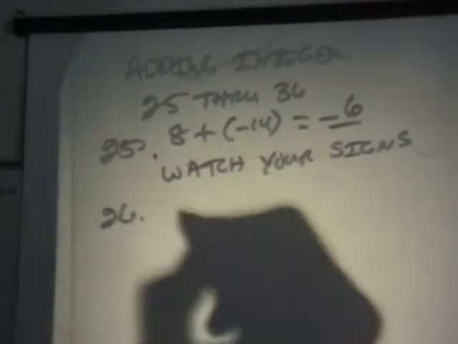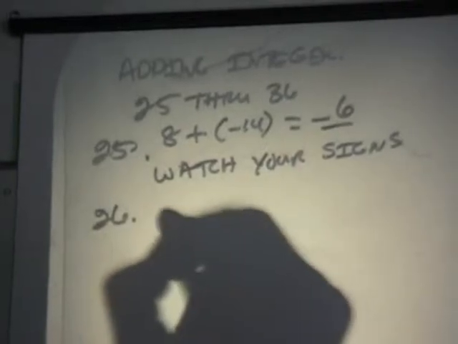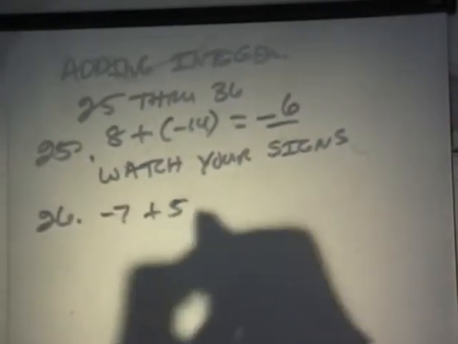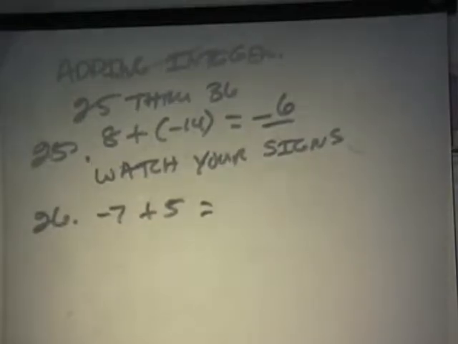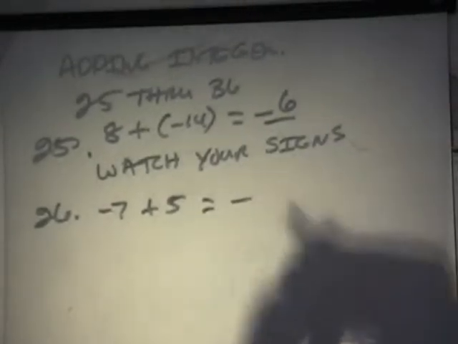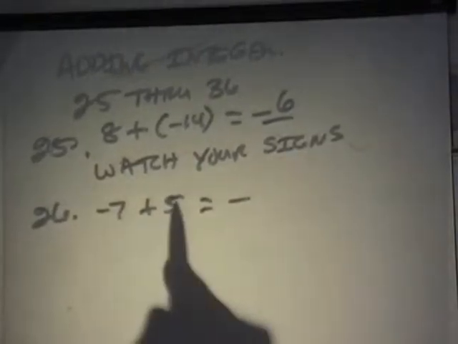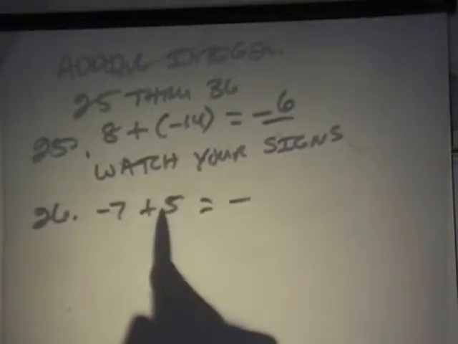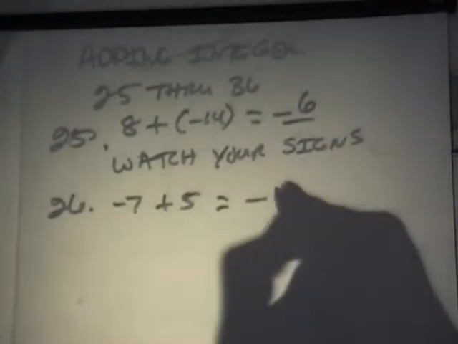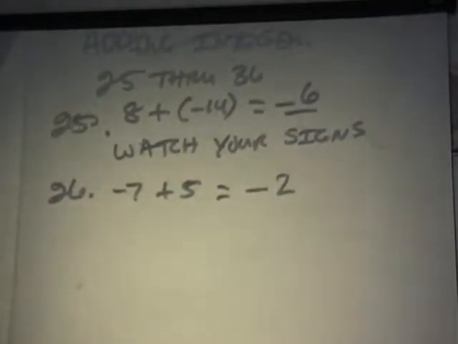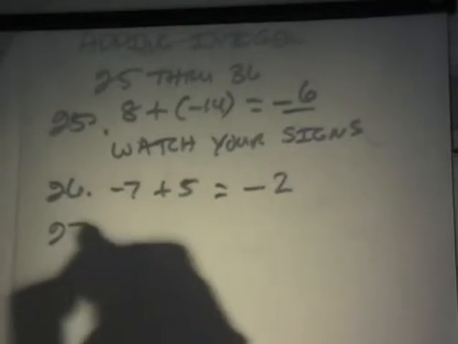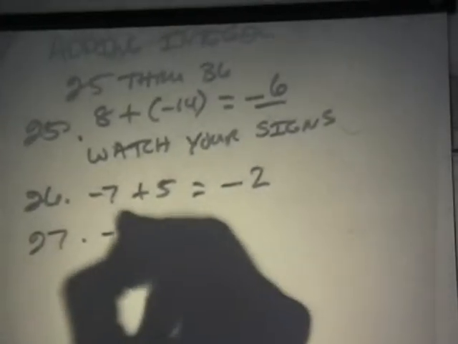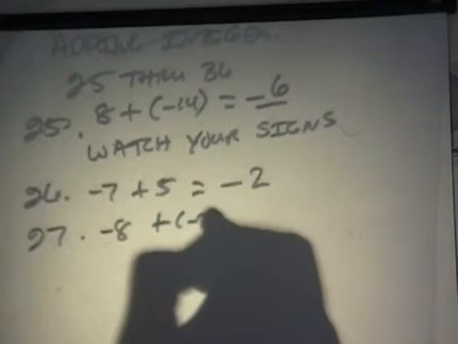Let's go to number 26. We have negative 7 plus 5. Now, you have more cold cubes than hot cubes. You have 7 cold cubes, 5 hot cubes. That means is my answer going to be positive or negative? Correct, it's going to be negative. You're going to subtract because you're adding two integers with opposite signs. Subtract, you get 2. So my answer is a negative 2.